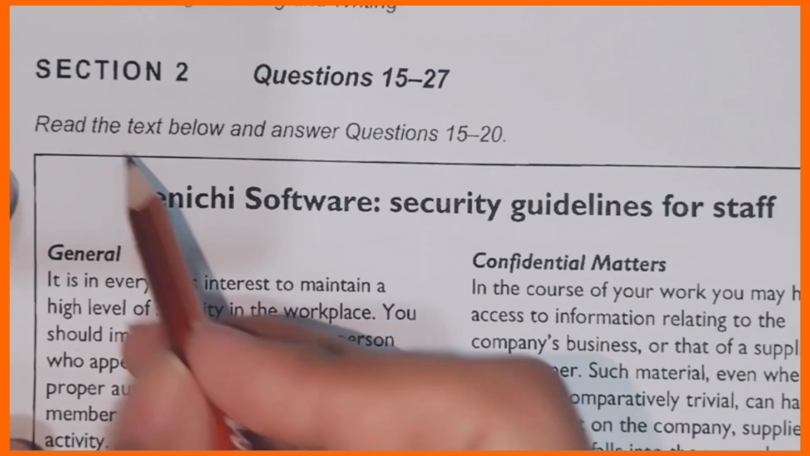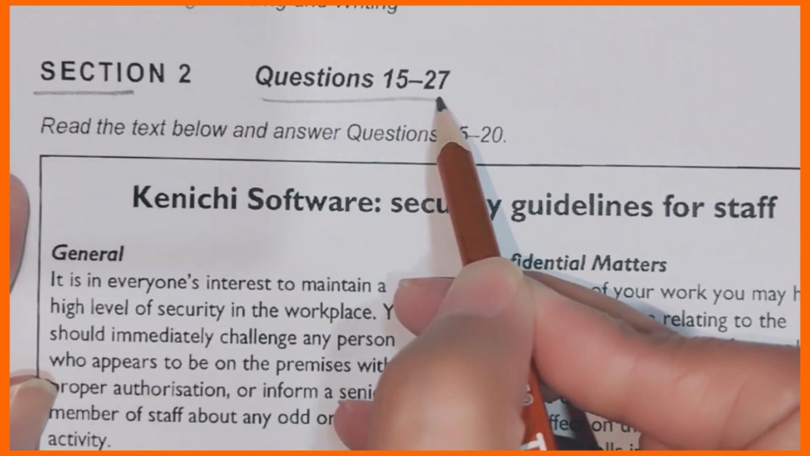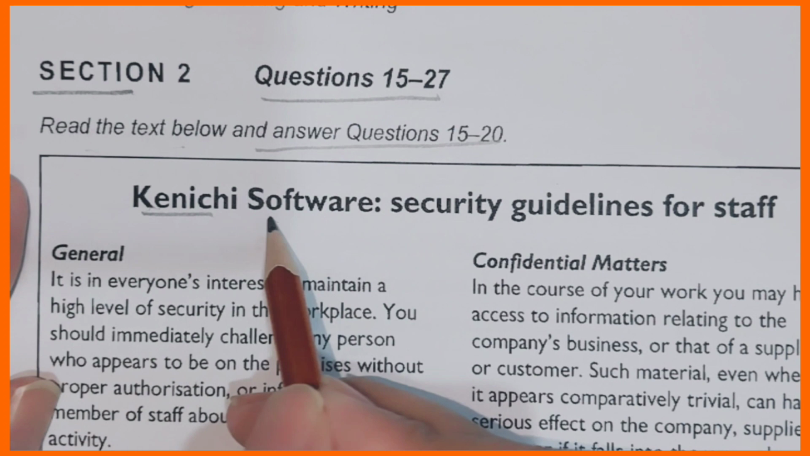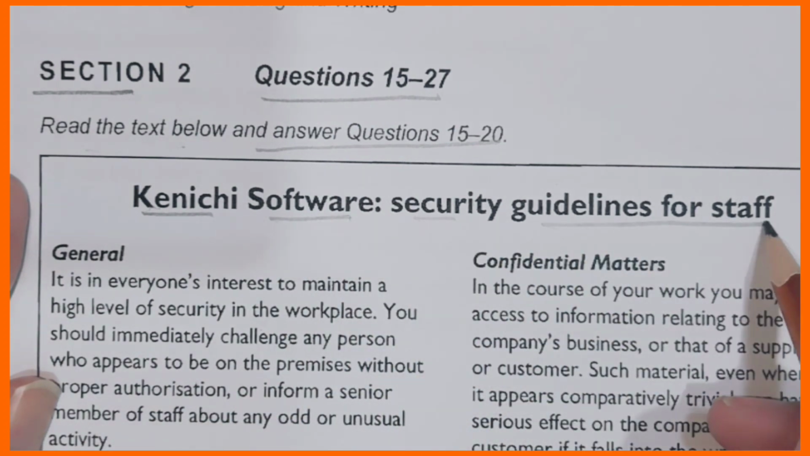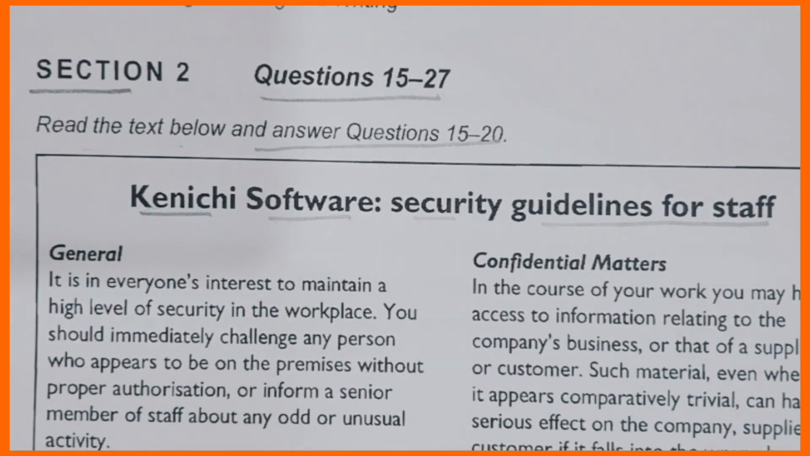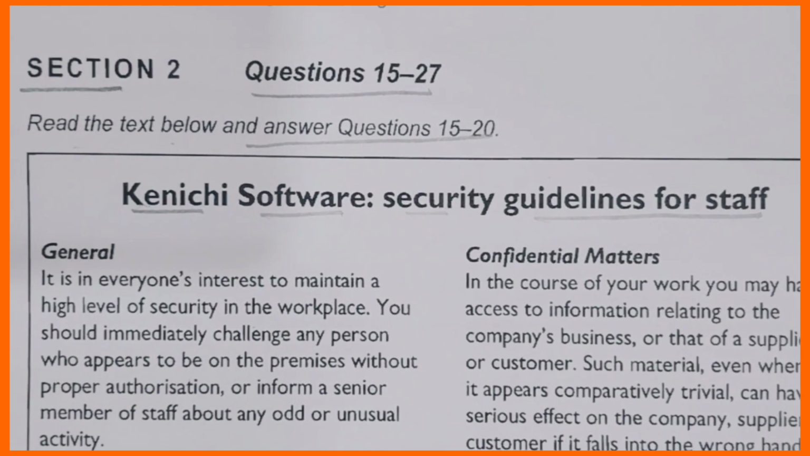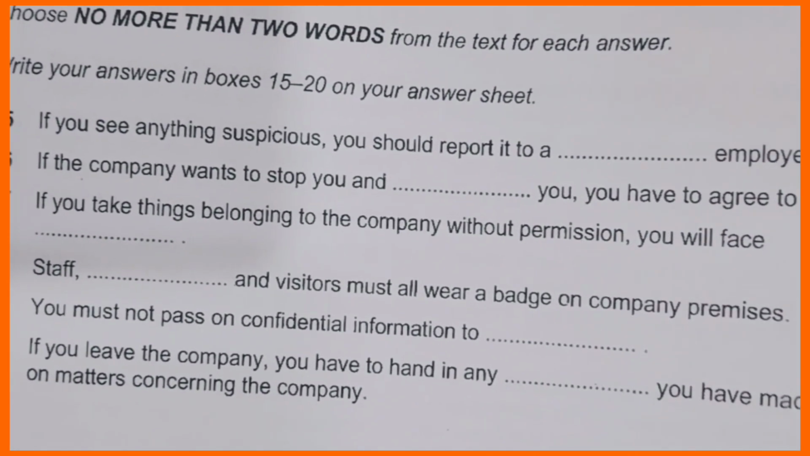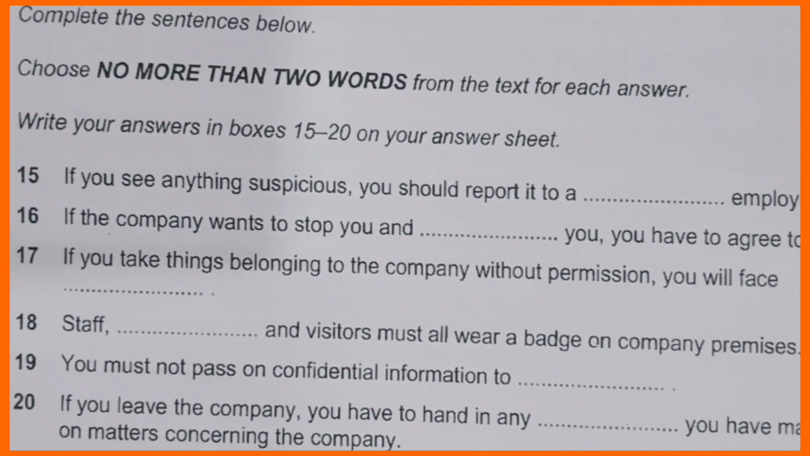So now we are here at section 2, questions 15 to 27. Read the text below and answer the questions. This is a software company's security guidelines for staff. So there is no need to go through everything mentioned inside the paragraph. We only have to be concerned with our questions. Whatever the questions are asking, we are supposed to find the answer according to our question.